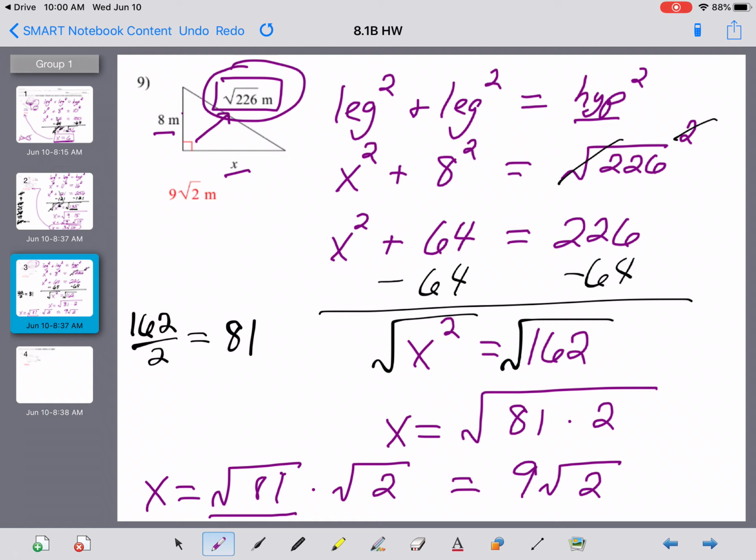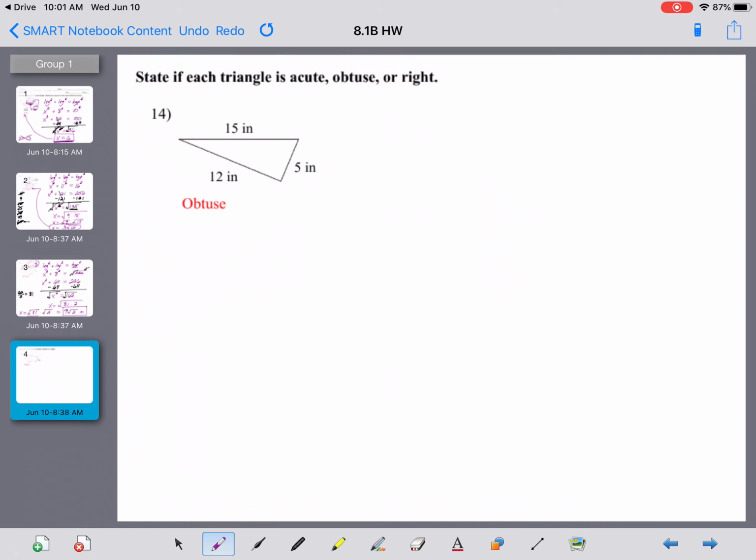Something I think I forgot to do on the last problem, our units here, everything was in meters. So x is equal to 9 root 2 meters. Okay, that was number 9. So that's what you do when you're given a radical there.